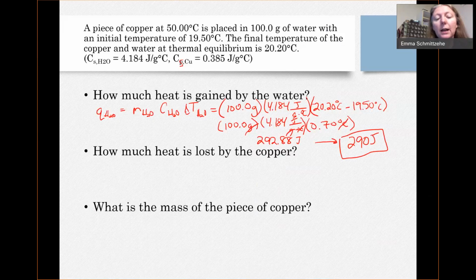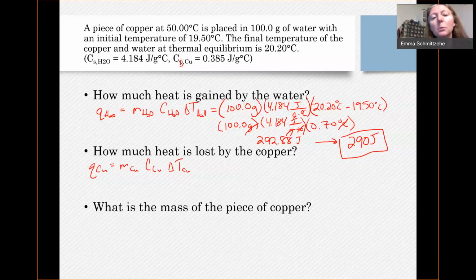Now the next question says, how much heat is lost by the copper? You might initially think, I'm going to take Q of copper equals mass of copper times heat capacity of copper times change in temperature of copper. But right away you should see there's a problem, because you're not given the mass of the copper. So you can't use that equation. That's not going to work.